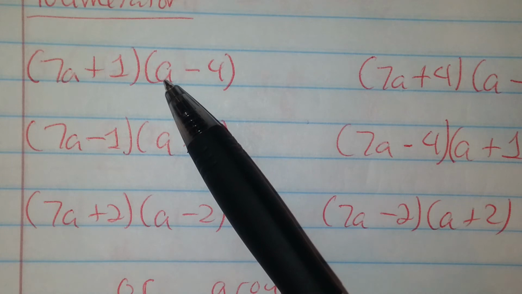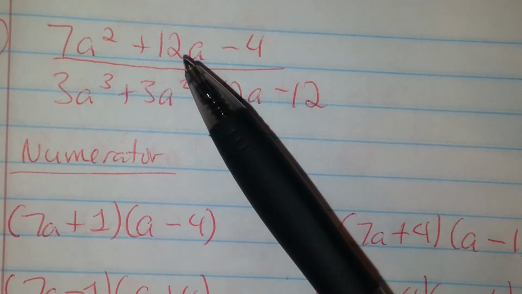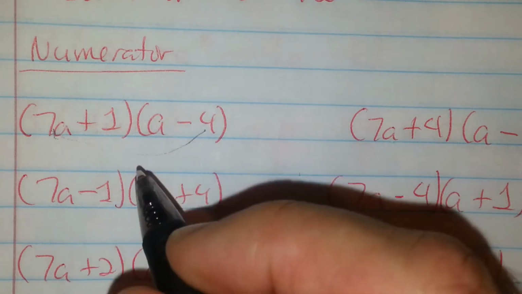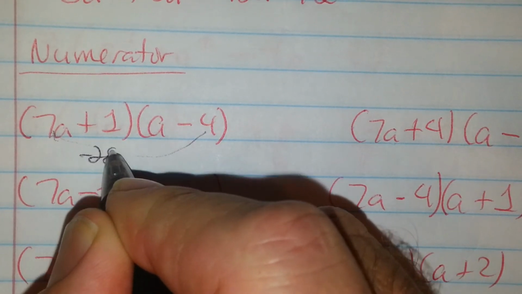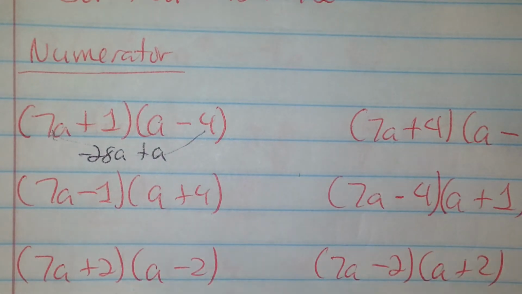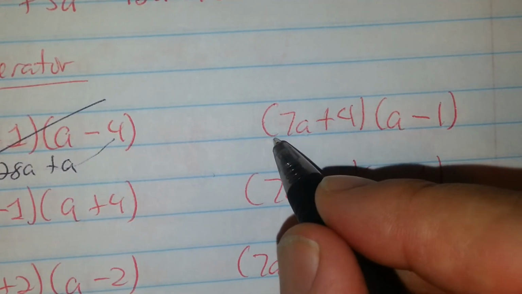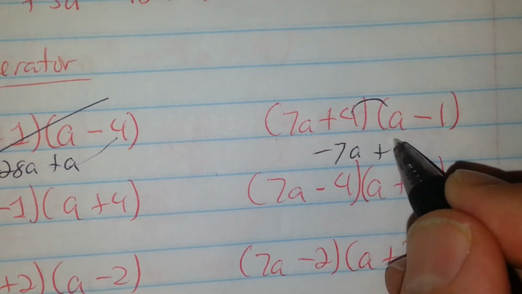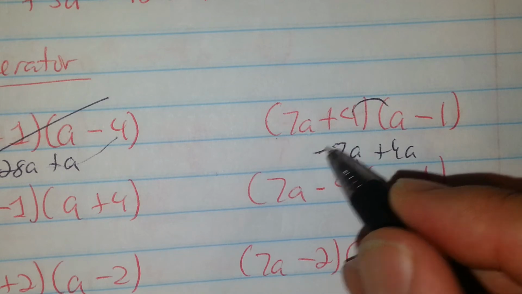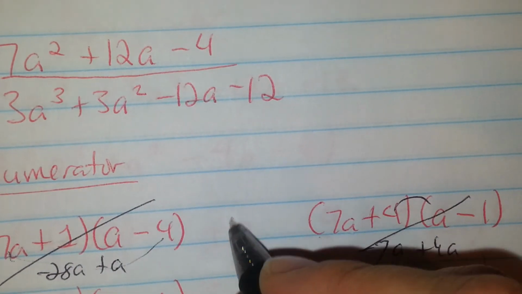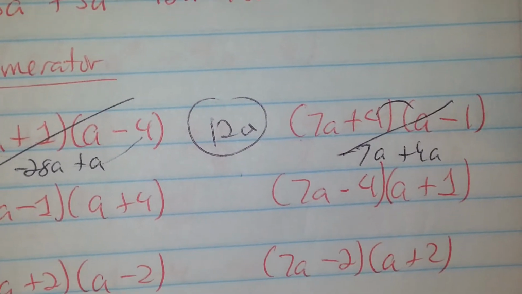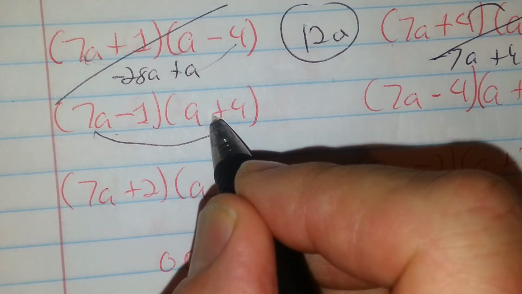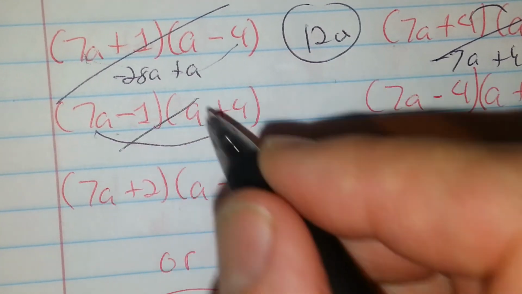7a times a is 7a squared. We're worried about the middle term. It needs to be a positive 12a. This one will be negative 28. I'm going to do outer and inner. Negative 28a and plus a is not it. I've got an outer of negative 7a and an inner of plus 4a. That is not it. Remember, we're trying to get 12a. That's the middle term. Here I've got a 28a, so right away that's not going to be it.